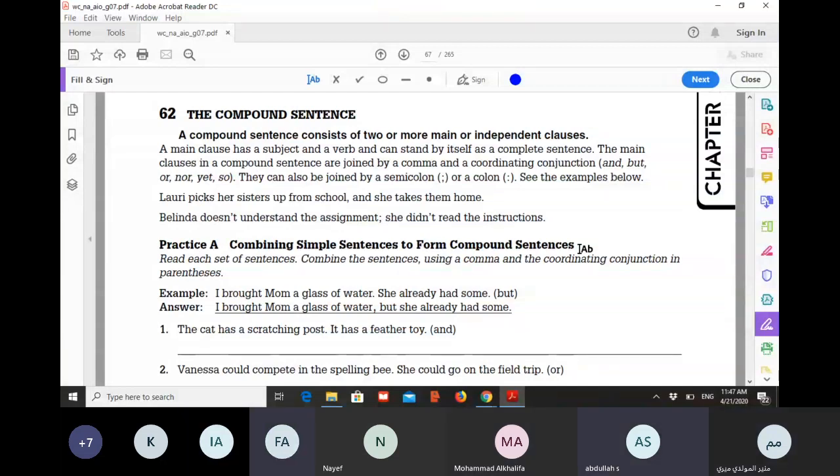A main clause has a subject and a verb and can stand by itself as a complete sentence. Okay, stop here, please, for a minute. If I say a main clause has a subject and a verb and can stand by itself as a complete sentence, what kind of sentence do we have here? If we have a main clause that has a subject and a verb and can stand by itself and gives meaning.